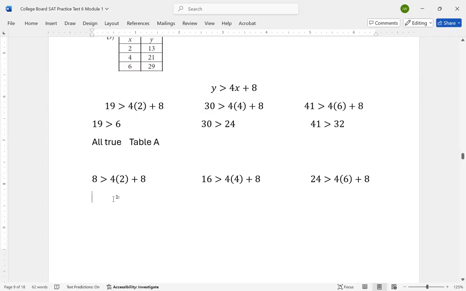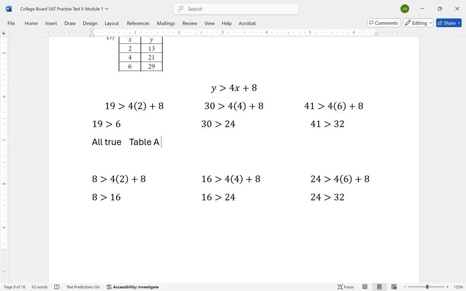So that's what we have. Now in this first one, obviously what we're going to get is 8 greater than 16. In the second, we're going to get 16 greater than 24. And in the third, we end up getting 24 greater than 32. So these are actually all false.